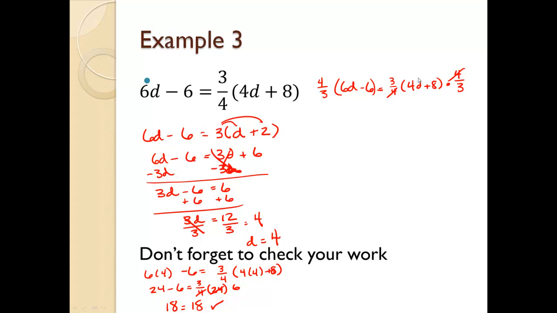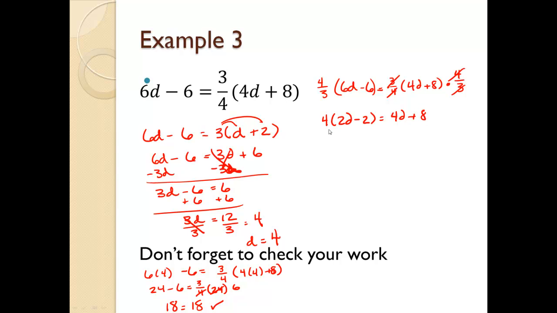The 4's cancel out over here because denominator, numerator. Over here the 3's cancel out, numerator, denominator. And here I would just be going back to this. Does 3 go into what's inside the parentheses? And it actually does. 3 goes into 6 twice. And since they're both 6, it'd be 2d minus 2 equals 4d plus 8.